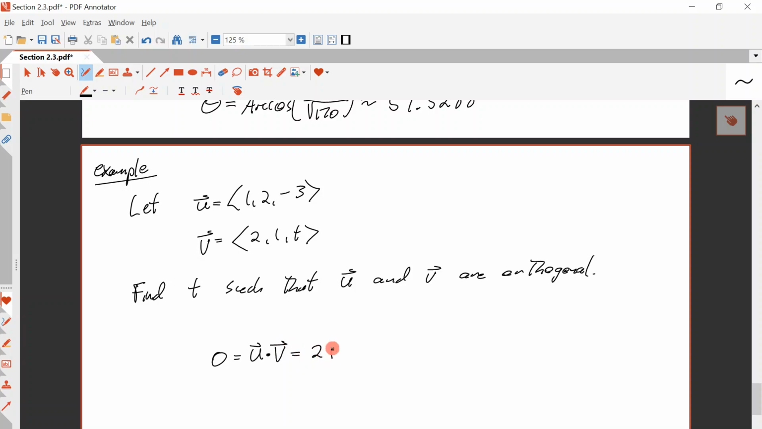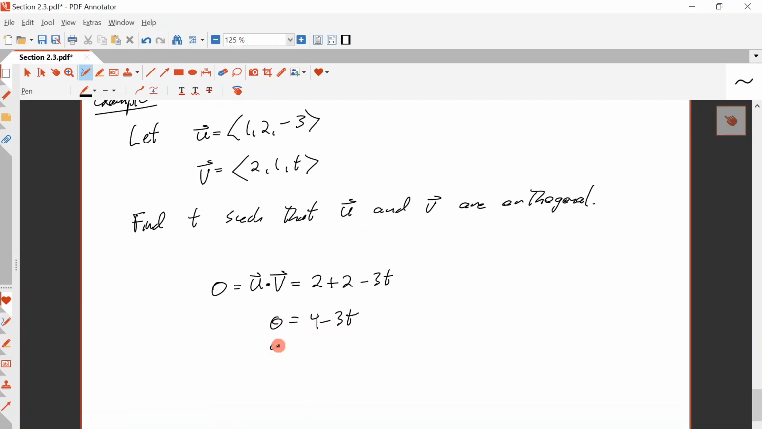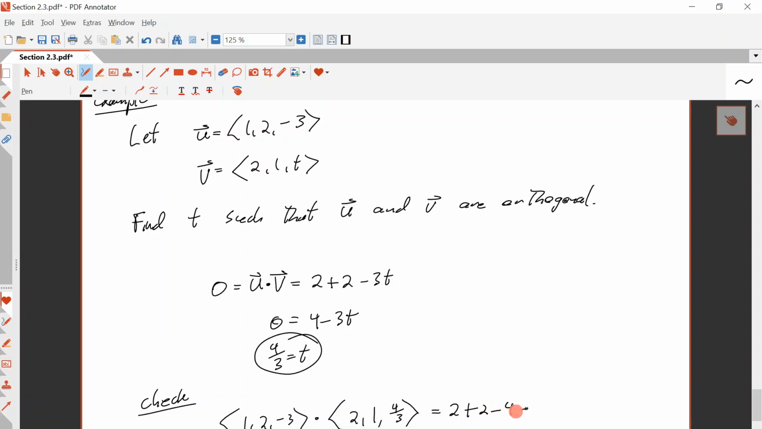So the dot product is going to be 2 plus 2 minus 3t. And there's always a solution for t in such an equation. Right, so we have 0 is equal to 4 minus 3t. So 4/3 is t. Right? So these vectors are orthogonal. Let's check it. All right, we've got 1, 2, minus 3 dot 2, 1, 4 thirds. So this is 2 plus 2 minus 4, which is 0. All right, so that checks out.